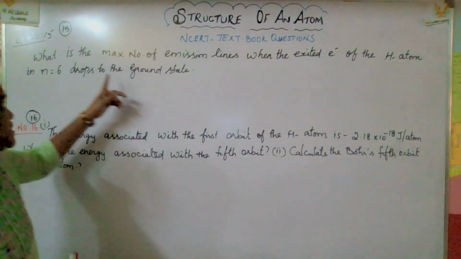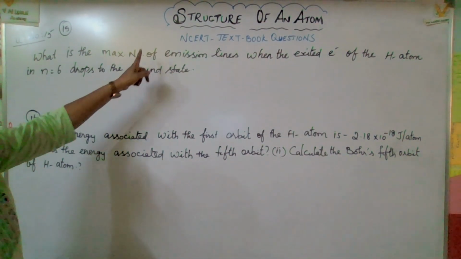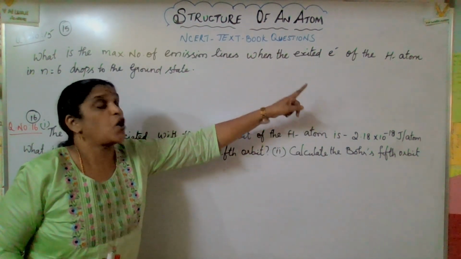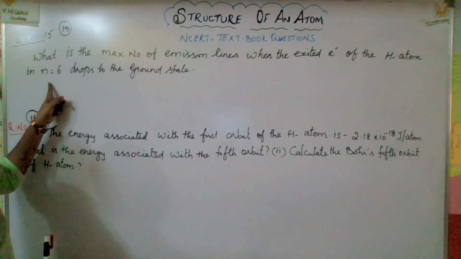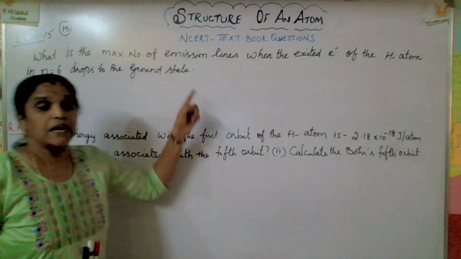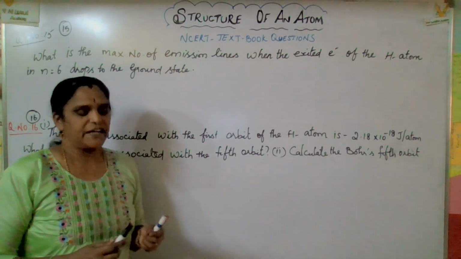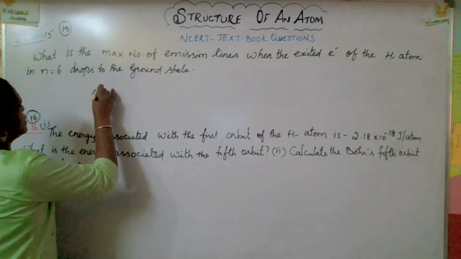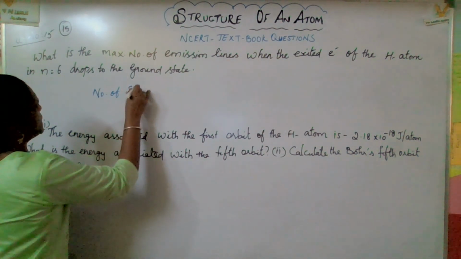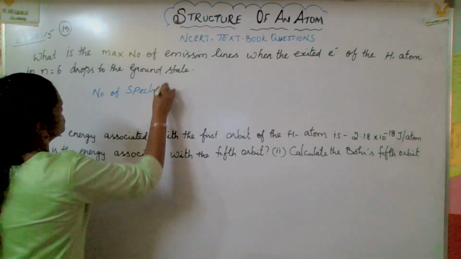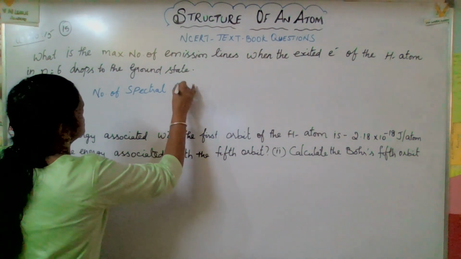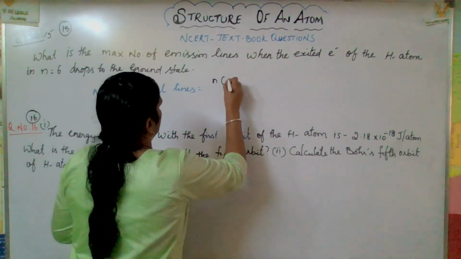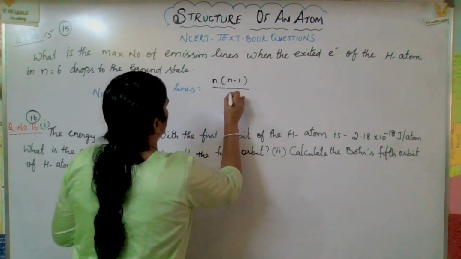Now, the next question asks: what is the maximum number of emission lines when the excited electron of the hydrogen atom in n equal to 6 drops to the ground state? Now, how to identify? This is very simple. What is the formula for number of spectral lines? Number of spectral lines equal to n into n minus 1 by 2.